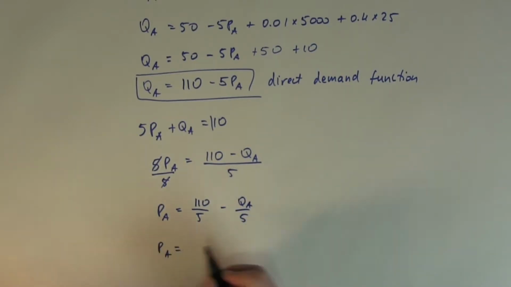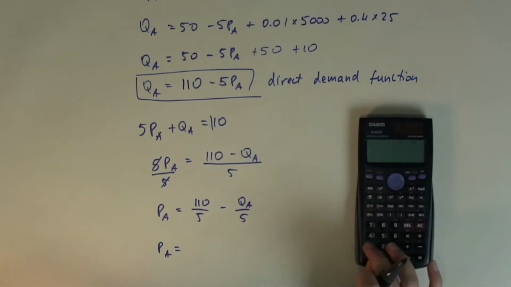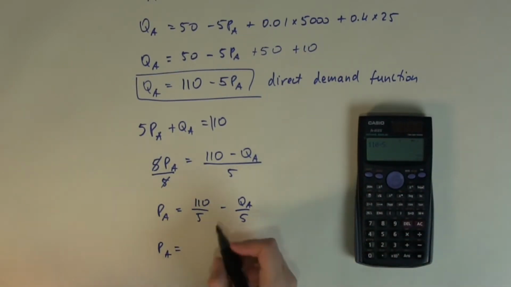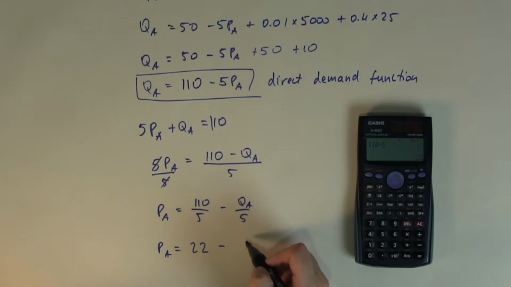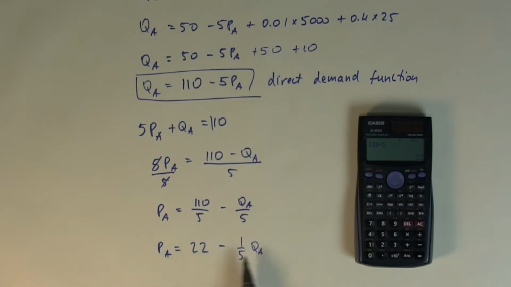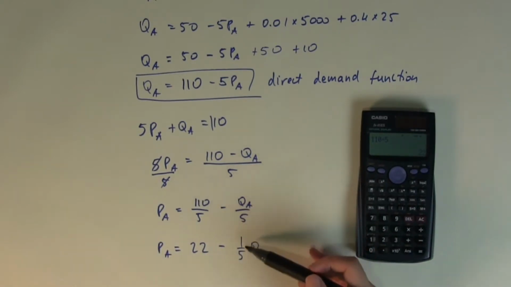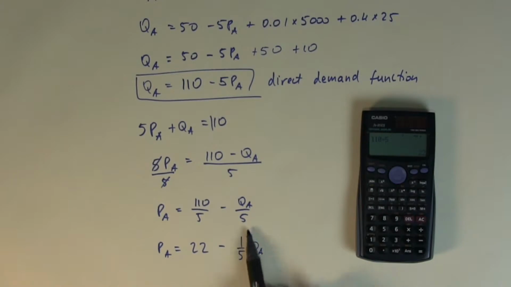So PA then would be 110 divided by 5 gives me a nice 22. And QA over 5, dividing something by 5 is the same as taking the fifth of it, so I can rewrite it as 1 over 5 QA. And the reason for why we want to write these things in this particular format and not leaving it QA over 5, so we would see a little bit better about how fast the Q changes influence the changes in price.